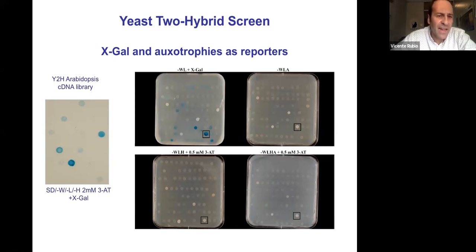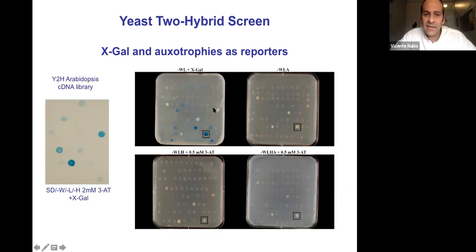stringent selection, and also with the 3AT compound that restricts the interaction even more. So this allows detection of very strong interactions, together with X-Gal, a substrate for beta-galactosidase. So the stronger the interaction is, the more color you get.